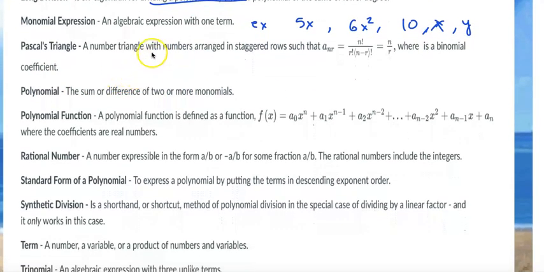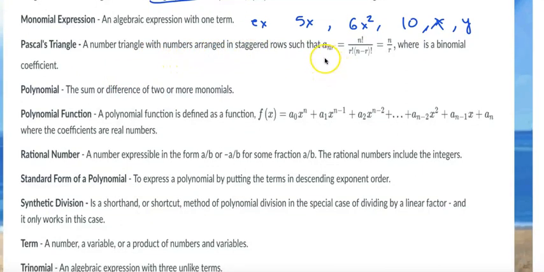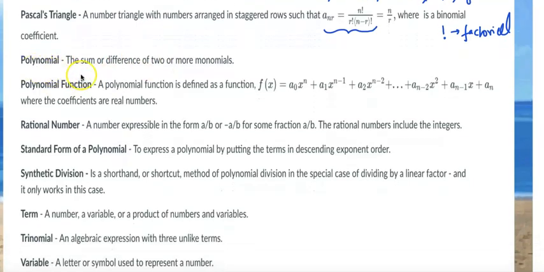Pascal's triangle, a number triangle with numbers arranged in staggered rows, where n choose r is equal to n factorial over r factorial times n minus r factorial. This symbol is known as the factorial symbol. Here n choose r is a binomial coefficient. Polynomial, the sum or difference of two or more monomials, that's called a polynomial.